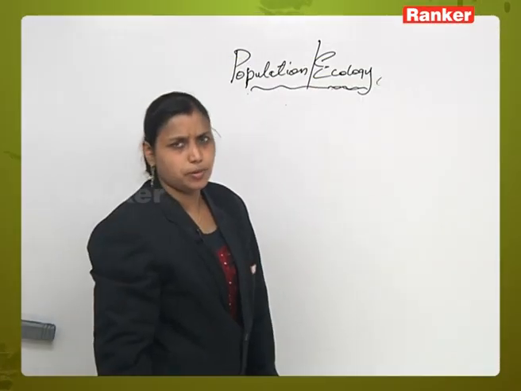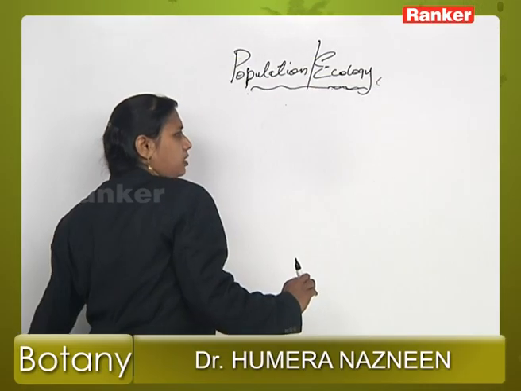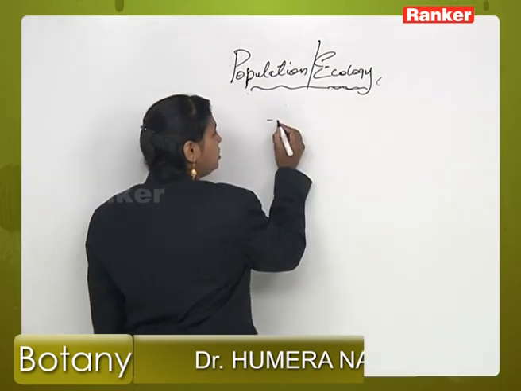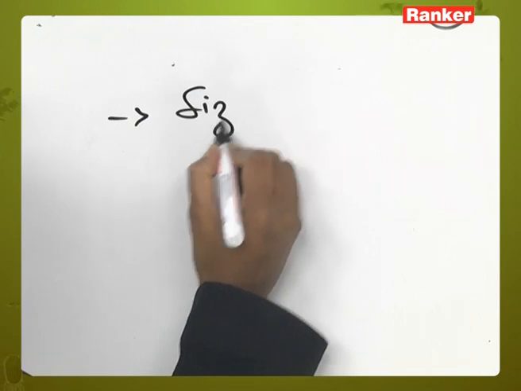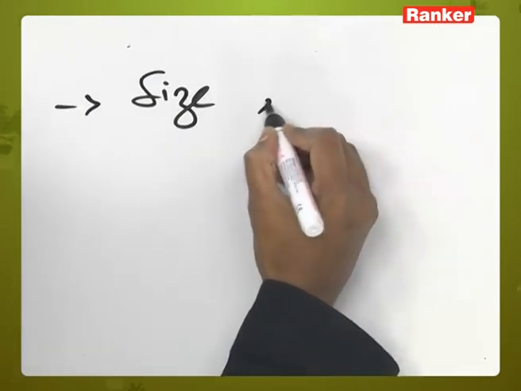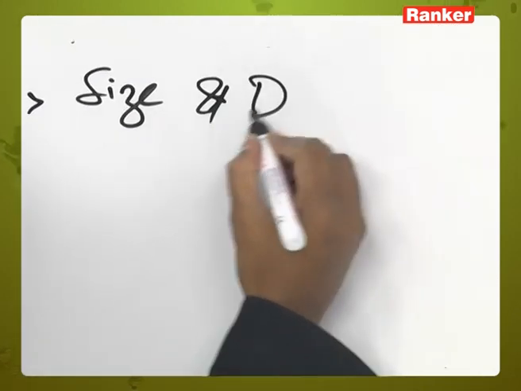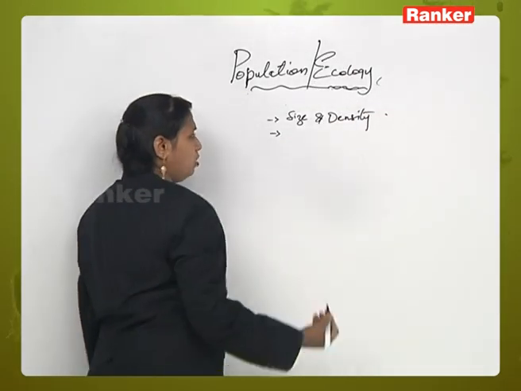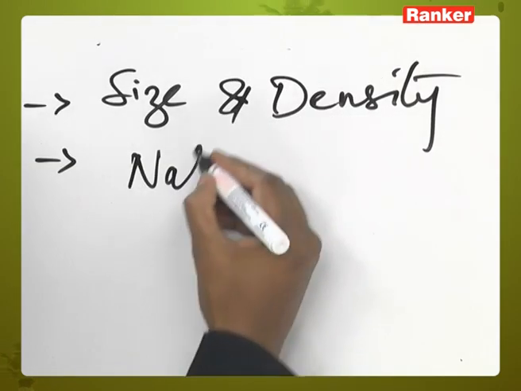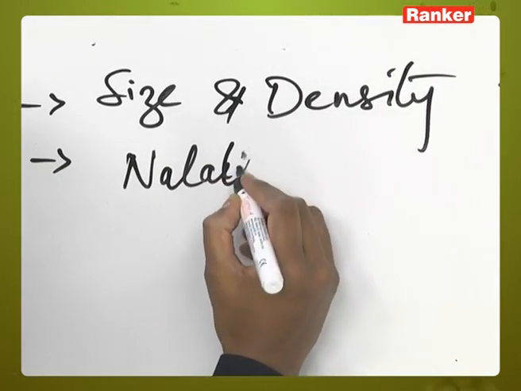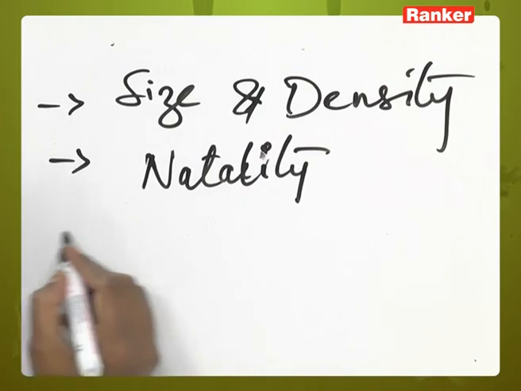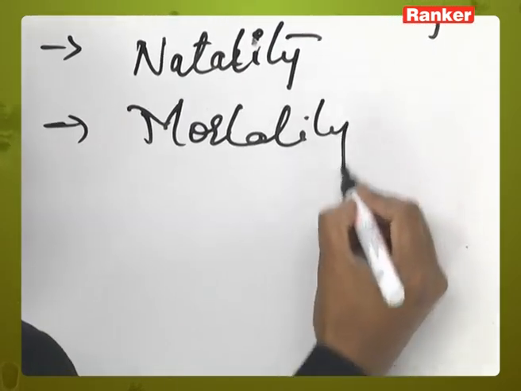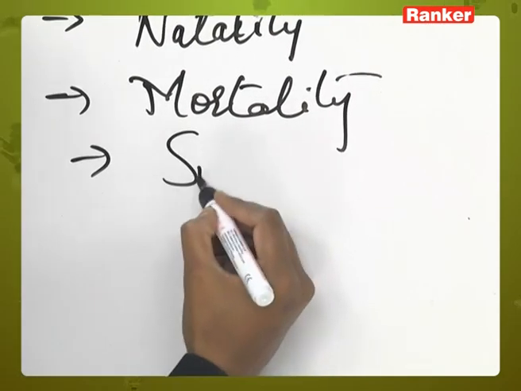The basic characteristics of a population are whatever the population group shows. There are many important characteristics, of which a few are: the first one will be the size of the population, size and density. Second, you will have the natality. Next, you will have mortality. Next characteristic will be survivorship.